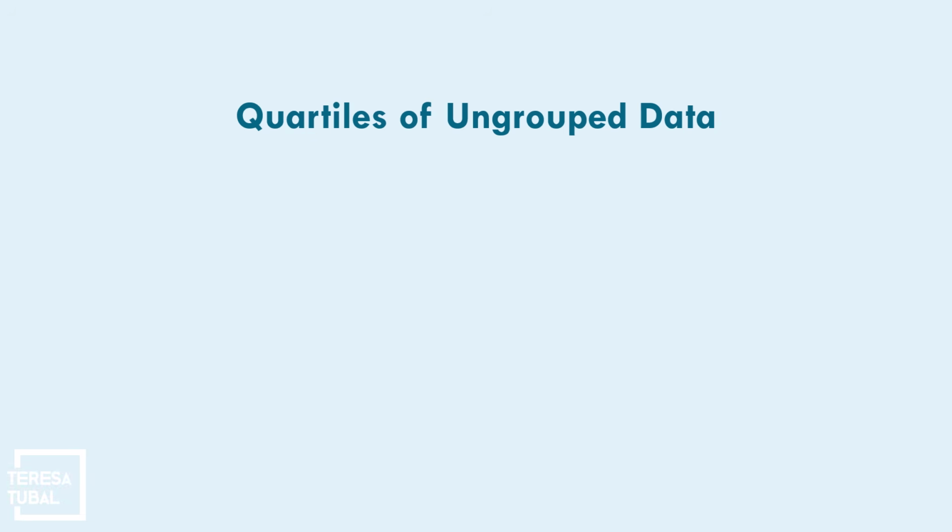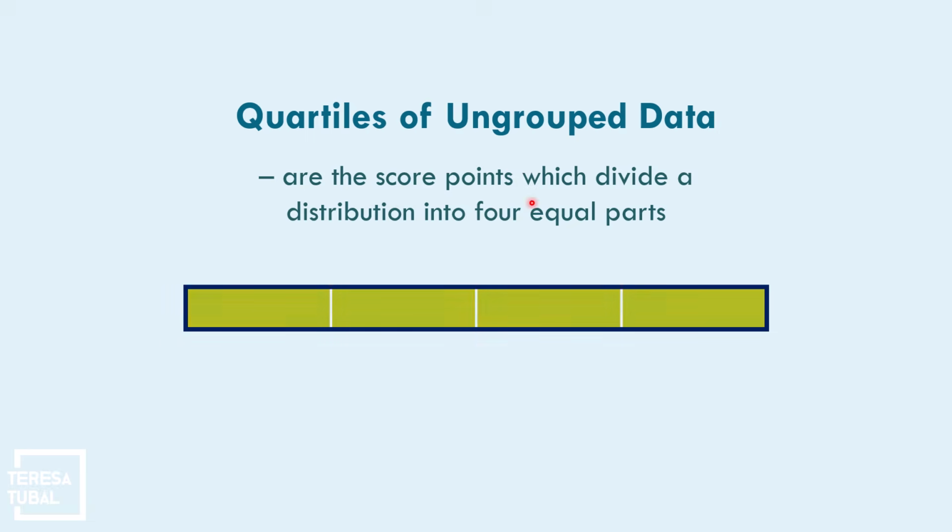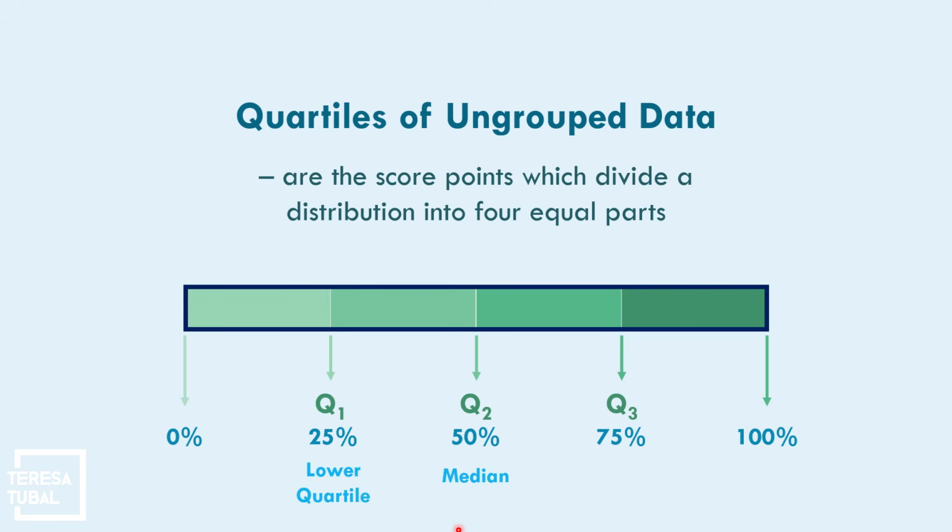Let us go back to the quartiles of ungrouped data. The quartiles are the score points which divide the distribution into 4 equal parts. So that is 1, 2, 3, and then 4. So this one is 0%. Quartile 1, that is 25%. The median, that is the quartile 2, that is 50%. Quartile 3, that is 75% or the upper quartile. And then this one is 100%.